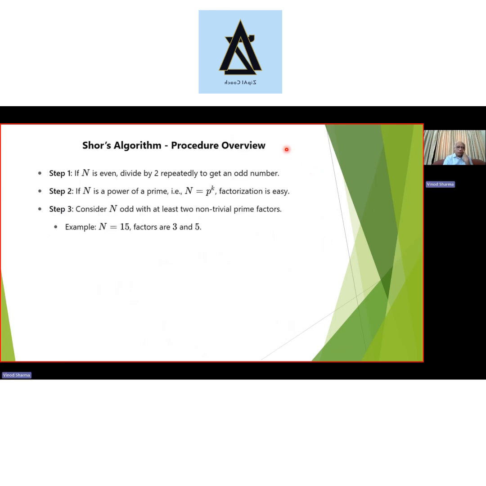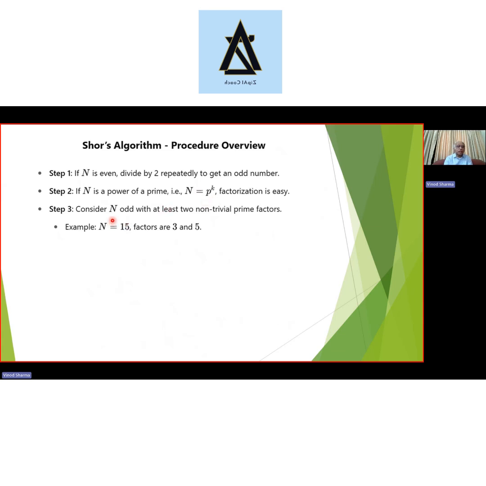You start with n, the prime factors of which you want to find out. If n is even, you divide by 2, and you keep dividing by 2 till you get an odd number. If this odd number is a power of one prime, so if n is equal to p raised to power k with some prime p, then it's also easy to get this factor. Okay, so no issues here as long as you do that. So don't consider that case. For that, classically, we have good algorithms.